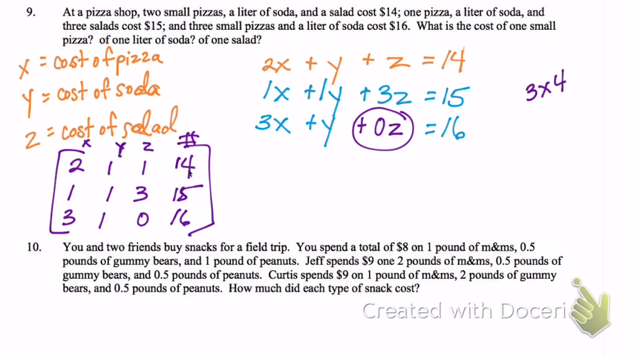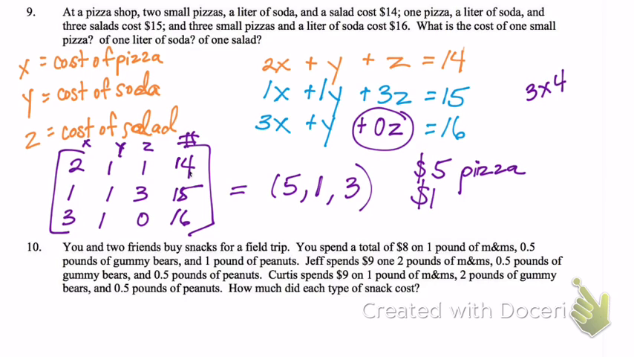So even if it said like 1 soda and 3 pizzas, I would still need to write it as X and then Y. And you type that into your calculator. 5, 1, 3. So it costs $5 for pizza. Costs $1 for soda, and it costs $3 for salad.